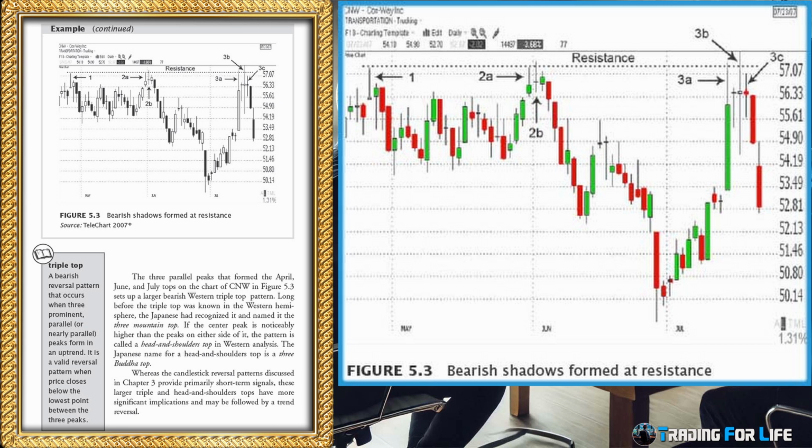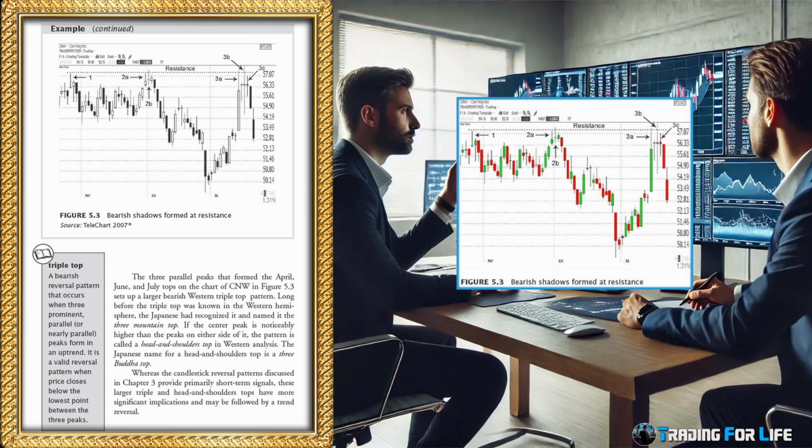The Japanese name for a head and shoulders top is a 3 Buddha top, whereas the candlestick reversal patterns discussed in Chapter 3 provide primarily short-term signals. These larger triple and head and shoulders tops have more significant implications and may be followed by a trend reversal.